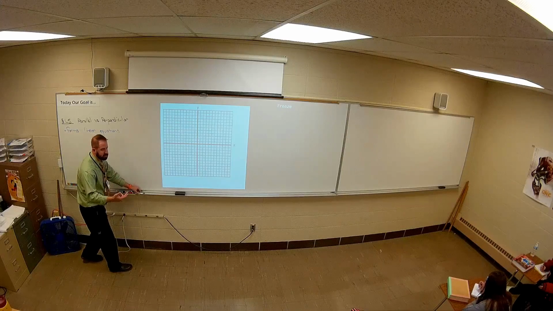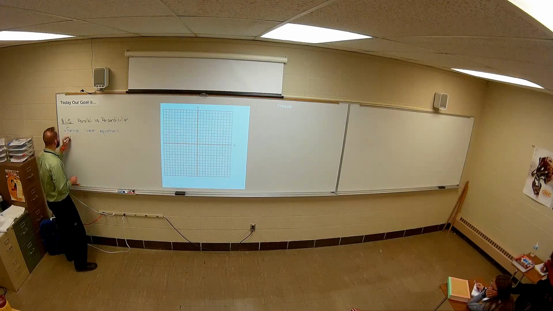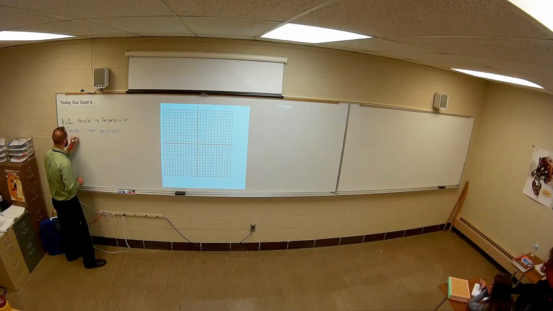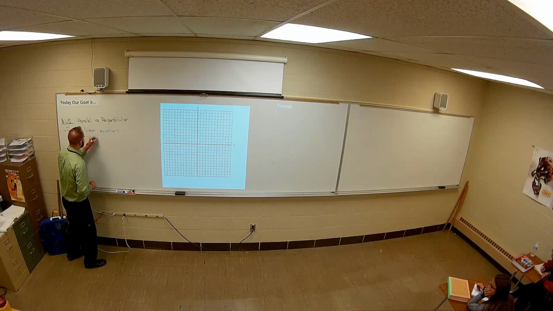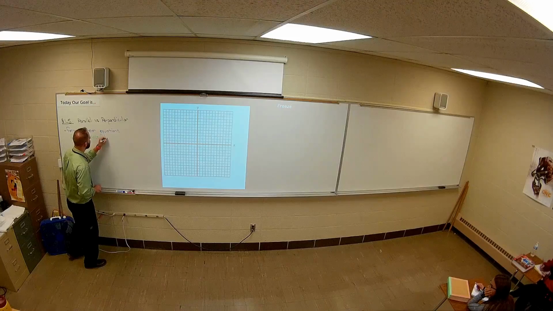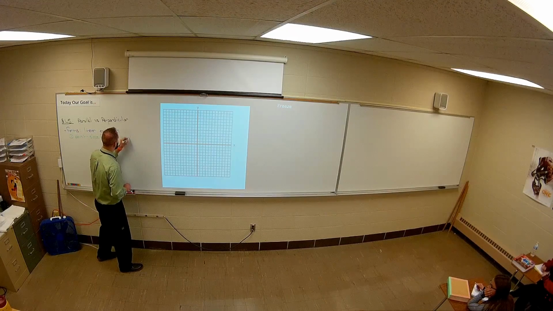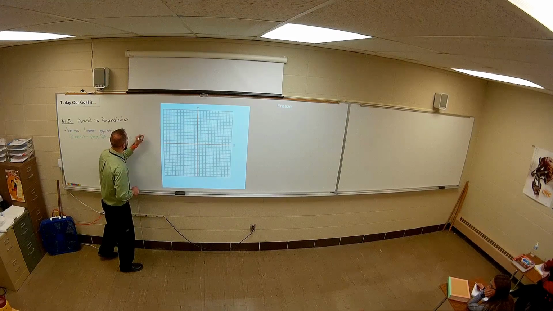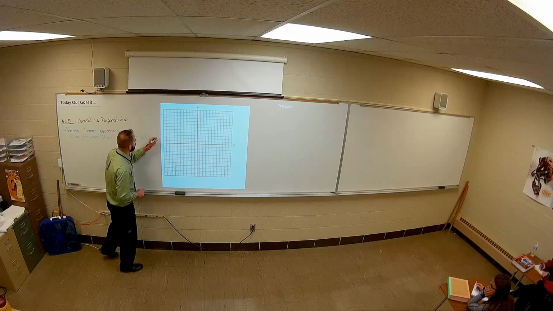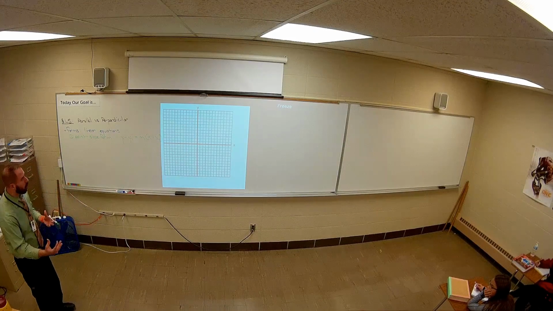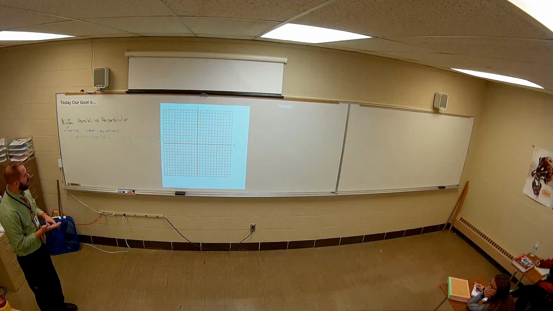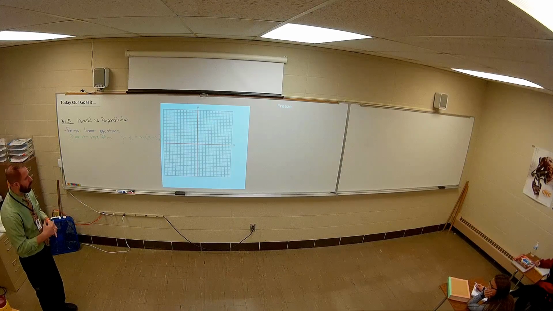The first one is the go-to form. That's the one that I like the most, point slope form. If you don't remember that formula, it's y minus y1 equals m times x minus x1. That was the form that we talked about. The x1 and y1 are just some coordinate from your picture. The m is your slope from the picture.